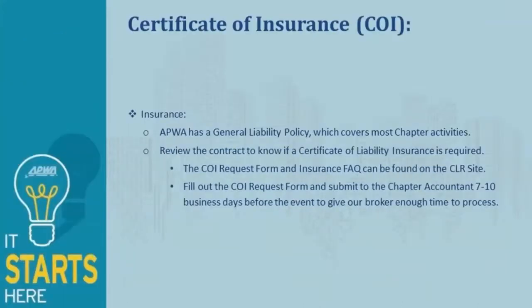The next topic we're covering is certificate of insurance. This goes along the same lines as contracts because your contract will state if a COI is required. APWA does have a general liability policy that covers most chapter activities, but the contract will note if more insurance is required. If a COI is required per the contract, you will need to fill out a COI request form and submit it to the chapter accountant within 7 to 10 business days. This is just to ensure that our broker has enough time to process and for me to give it back to you guys.